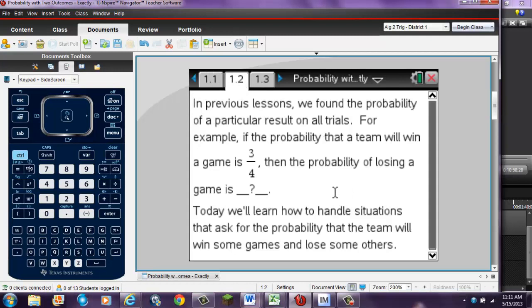In previous lessons, we found the probability of a particular result on all trials. So we might have had a team winning, and their probability of winning is 3/4, and that means the probability of them losing is 1/4. They always add up to 1.